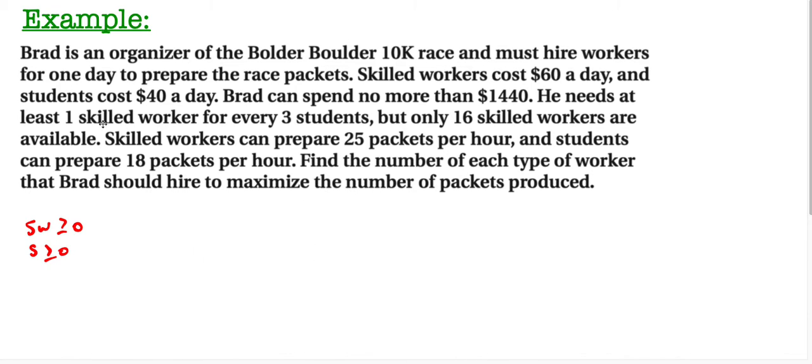Okay, so then as I read through this problem, I see skilled workers cost $60 a day, students cost $40 a day, can spend no more than $14.40. So the next equation is basically going to be about money. Anybody feel like they can tackle that? I don't know if I should call on anybody or what. Yeah? Aaron? Okay, so it would be 60 SW plus 40 S is less than or equal to 1,440.